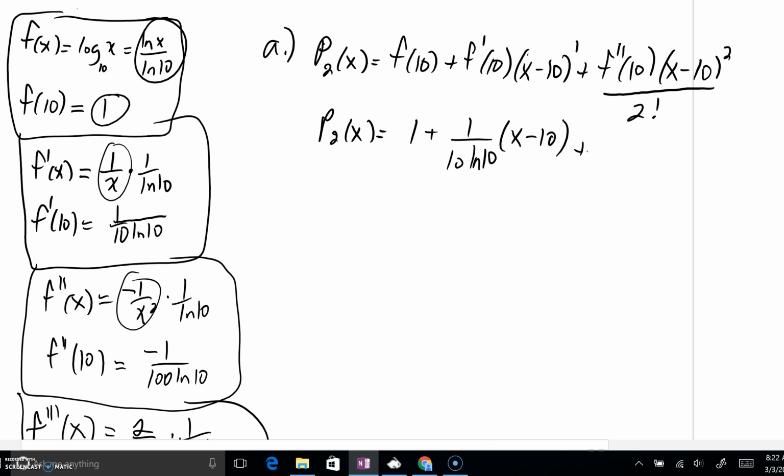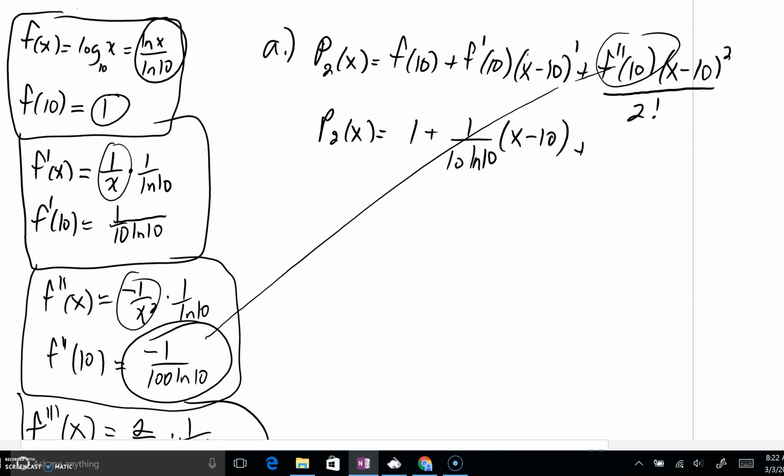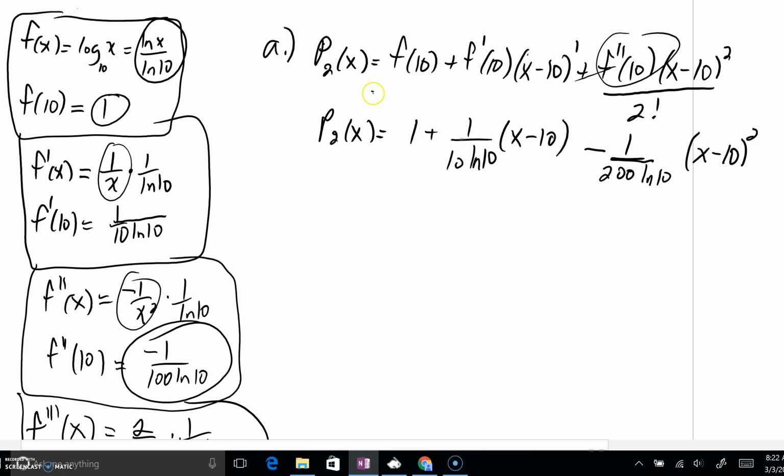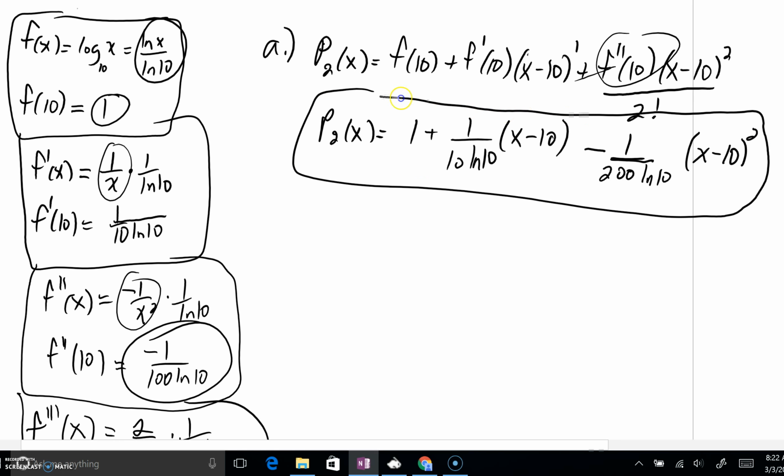Almost done, by the way. This f double prime of 10 we just saw is negative 1 over 100 ln of 10. But 2 factorial brings another 2 down below. And I know this is negative, so let's just clean this up real quickly. We'd have minus 1 over 200 ln of 10, and then we'll have x minus 10 squared. That, guys, is the first part of what we were asked to do, to make a second degree Taylor polynomial.